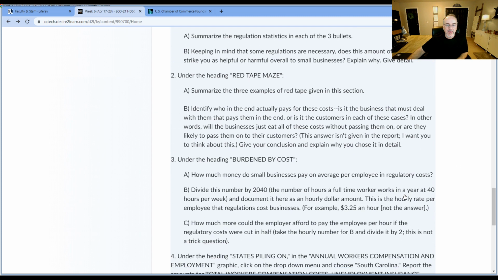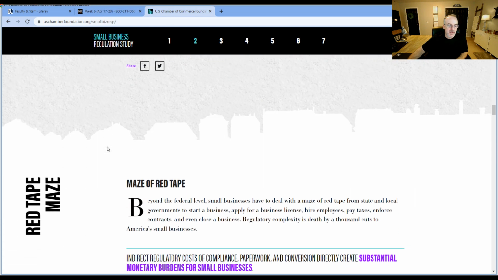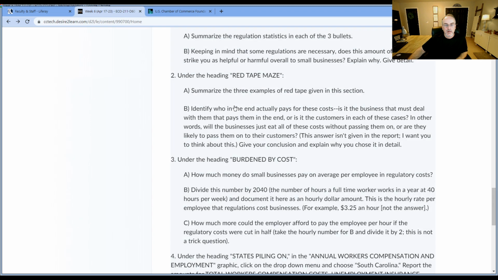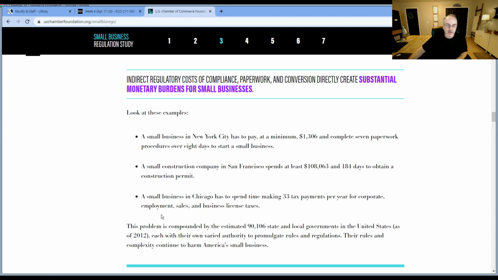Under the heading Red Tape Maze, let's go on down here. Oh, look, next, Red Tape Maze right there. Summarize the 3 examples of red tape given in this section. So here we've got examples right here. Not a whole lot of detail, but I want you to put that in your own words and summarize it.